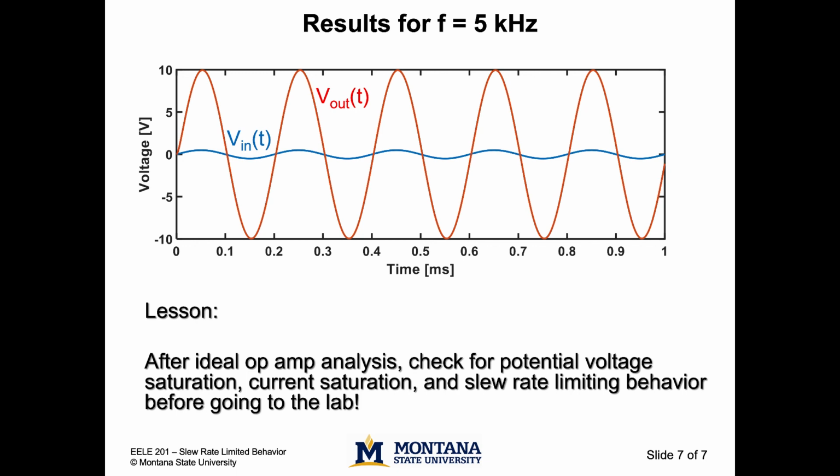So again, we use ideal op amp analysis. Before we go to the lab, however, we want to make sure that we are not exceeding any of the linearity constraints. So this concludes our brief look at slew rate limited behavior of an operational amplifier circuit.